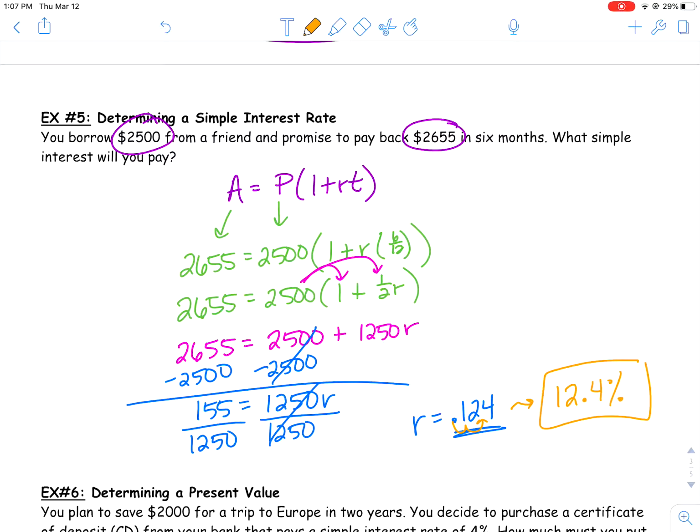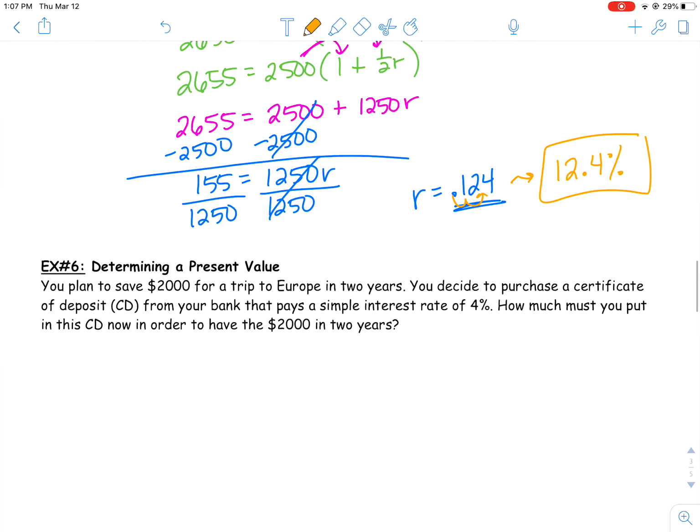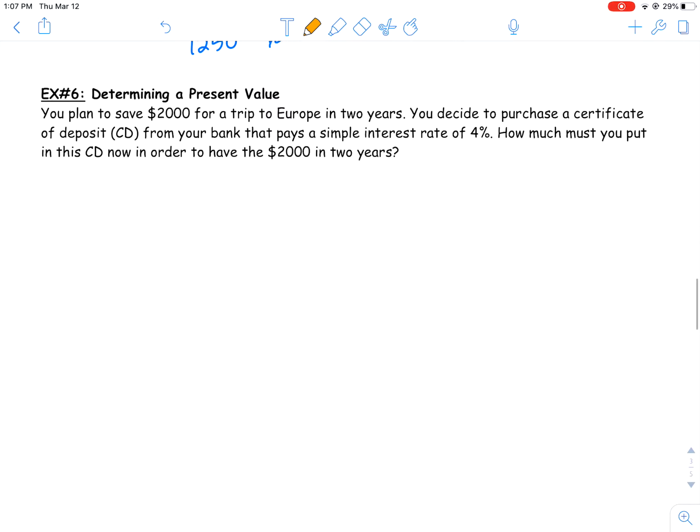Okay, so that's an example of working the formula backwards. If you know the ending amount, the beginning amount, and you need to find something else that's missing, like an interest rate. Okay? All right, let's look at the last example, number 6. It says here that you plan to save $2,000 for a trip to Europe in 2 years. You decide to purchase a certificate of deposit, a CD, from your bank that pays a simple interest rate of 4%.